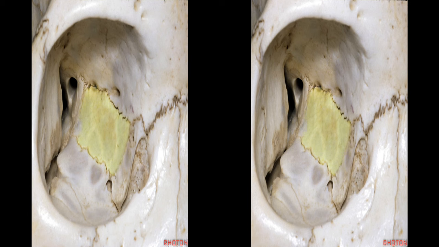Below the ethmoid, we have the articulation here with the maxilla, and then at the posterior inferior edge, we have the part of the orbital floor formed by the orbital process of the palatine bone. And then along the posterior ethmoid, we have the articulation with the sphenoid body at the anterior edge of the sphenoid sinus in this area.